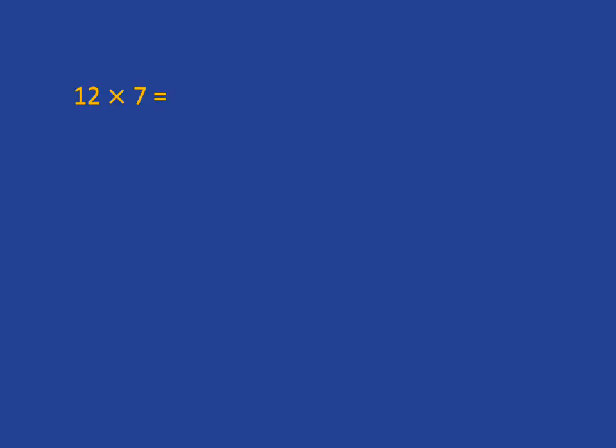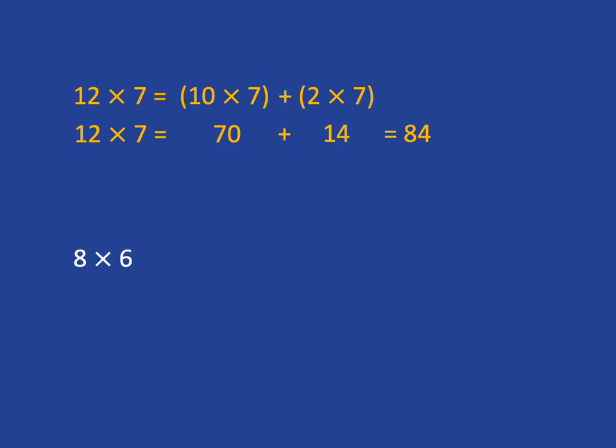Well, if we wanted to calculate something like 12 lots of 7, the first thing we looked at will tell us we can say that that is just 10 lots of 7 and another 2 lots of 7. And those two calculations are really easy. 10 lots of 7 is 70, 2 lots of 7 is 14. And so even if we didn't know what 12 lots of 7 is, we'd be able to calculate very easily that it's 84.